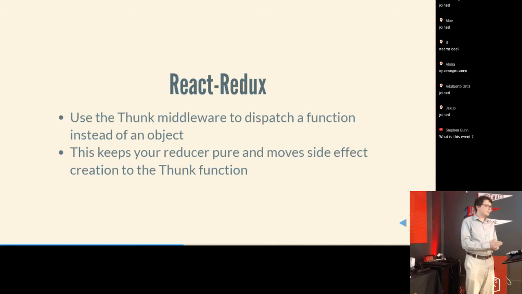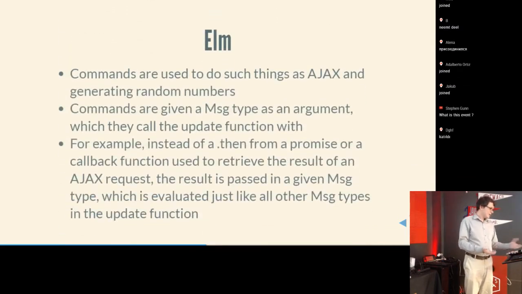However, it's still up to the developer to keep side effect producing code out of their reducer, moving it to the function. You can accidentally include it in your reducer still. In Elm, however, you literally cannot put side effect producing code in your reducer. All side effects have to be handled with commands.